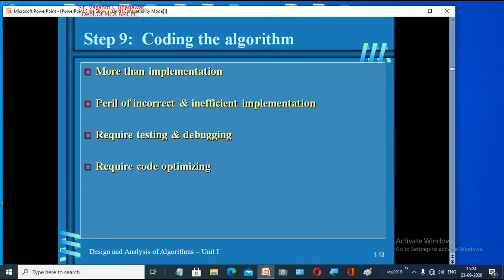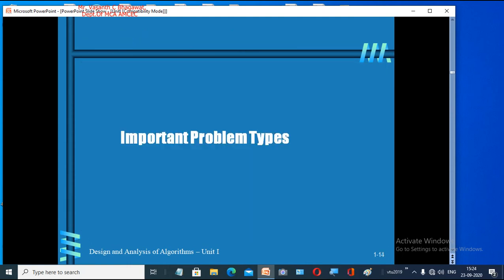As I told, it's a very important question with respect to the examination also. You have to start by writing the flow chart and try to explain every important point in each stage. So this is the main topic which we wanted to cover in this particular class, that is fundamentals of algorithmic problem solving. Next we'll go to another small topic called important problem types.